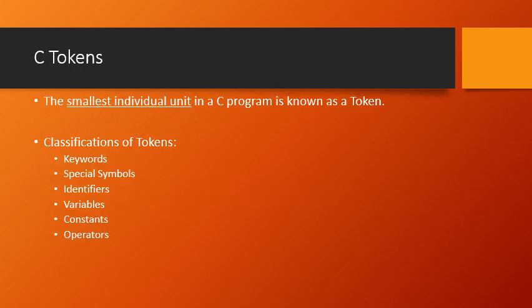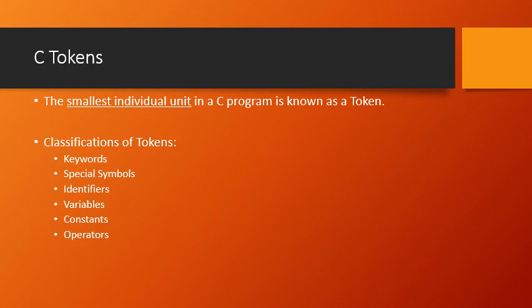Once the characters are known, there is something called tokens. A token is the smallest individual unit in any programming language, not only in C, but in any programming language. It could be a single character or it could be a word, that is a collection of characters. If a programmer makes use of those characters or words and they provide meaningful information, certain meaning, then we call such things tokens.